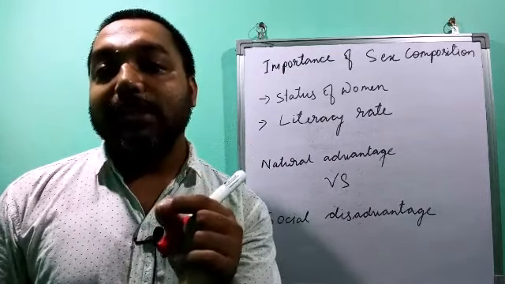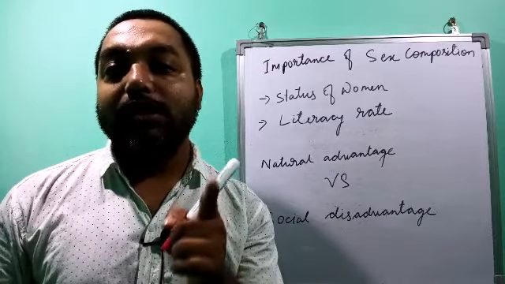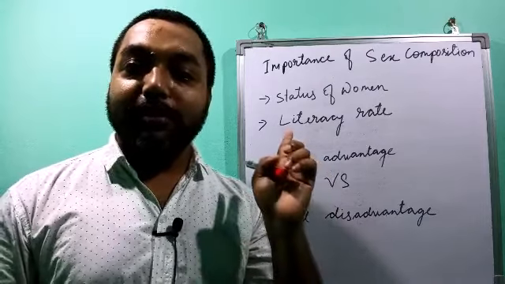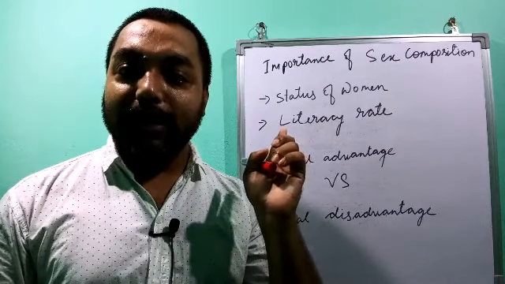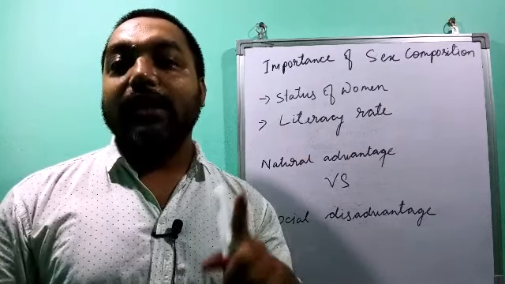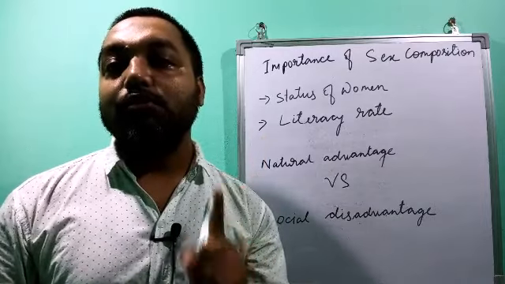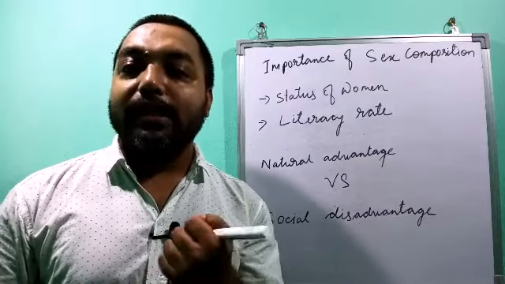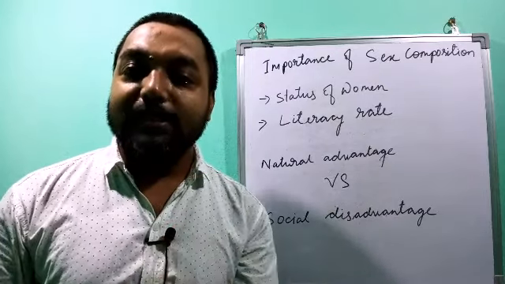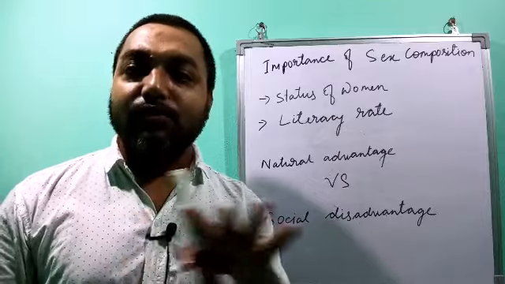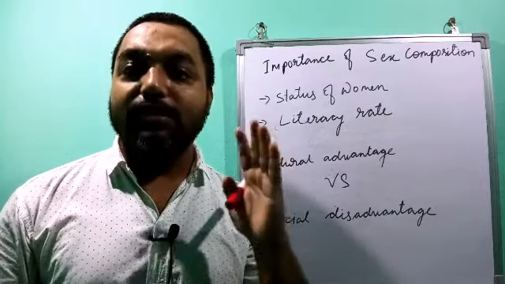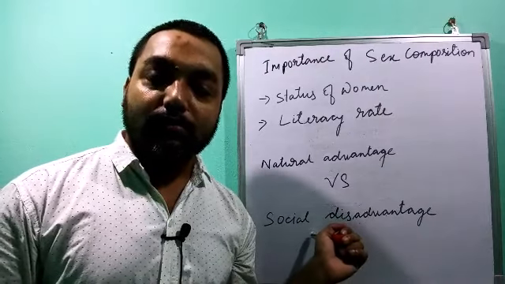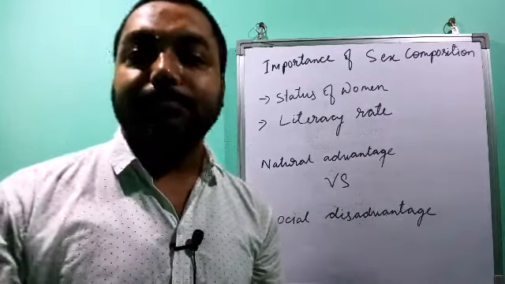Because of this social disadvantage, the female population in India is always less. But in other parts of the world, because of the natural advantage, because the girl child has a strong immune system, everywhere in the world the female population is more. But in India the female population is always less, except in 2-3 states. In other states all female population is less than male population.